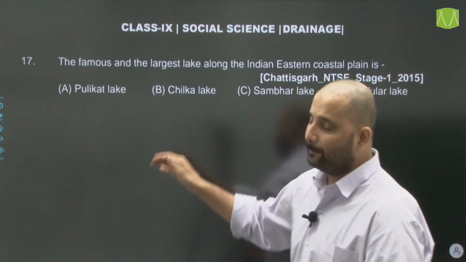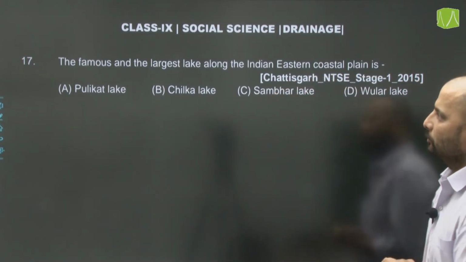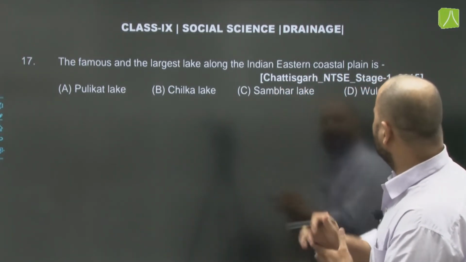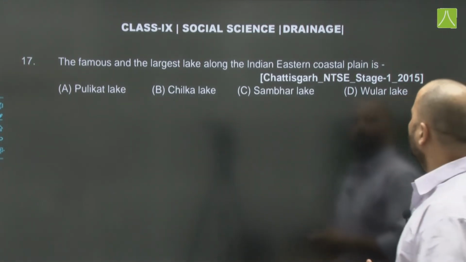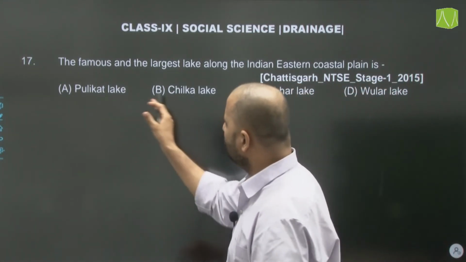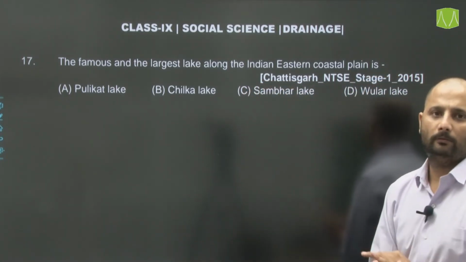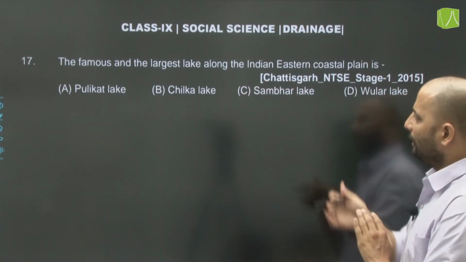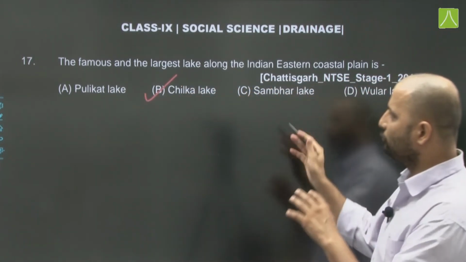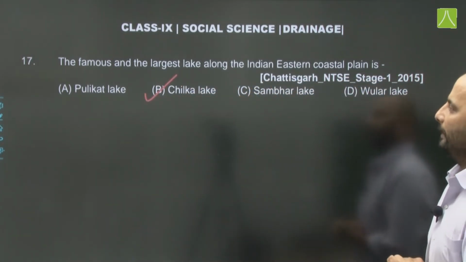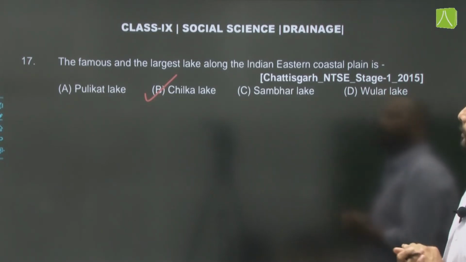Now famous and the largest they have asked. So Sambar lake is in Rajasthan, Wular lake is in Jammu and Kashmir. Both these two lakes are not in the eastern coastal plain side, but out of this, because they have asked the largest lake, option number B will be the correct answer, that is Chilka lake. Alright, okay. So let us move on to our next question.